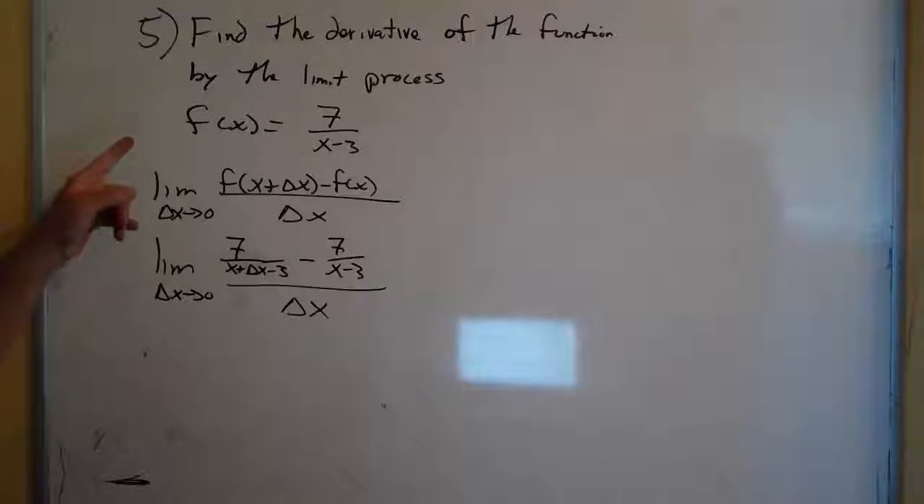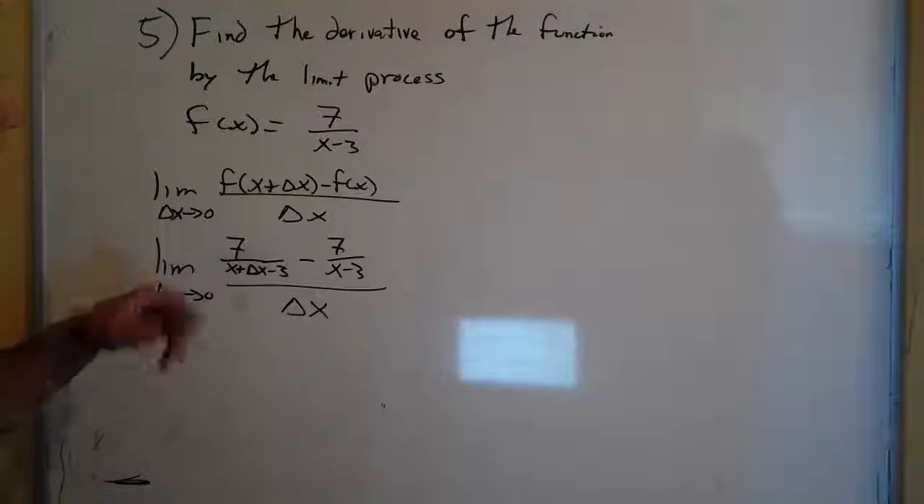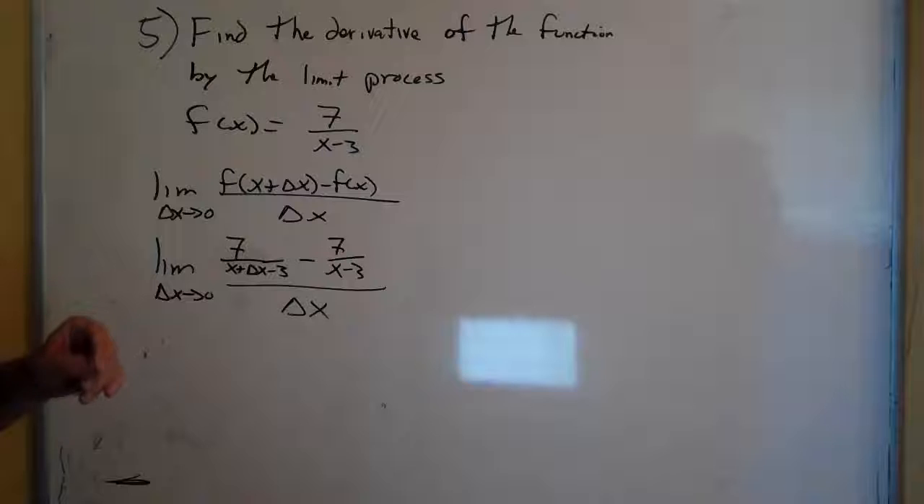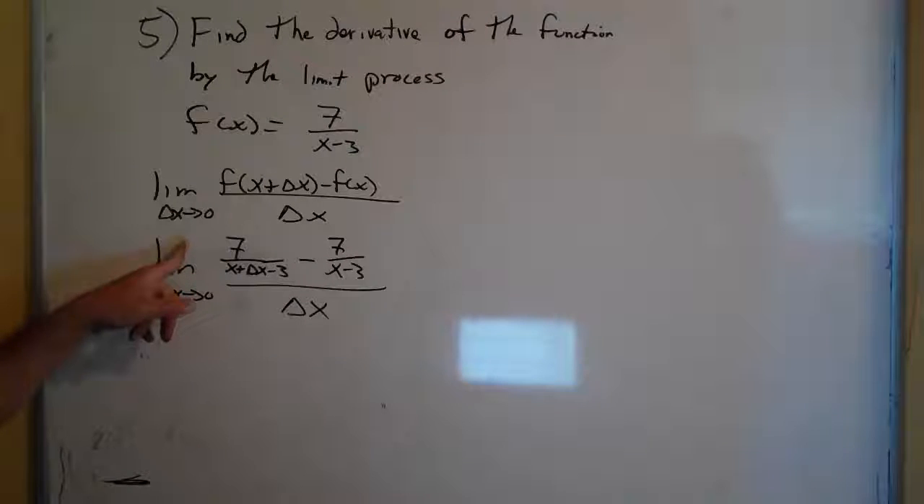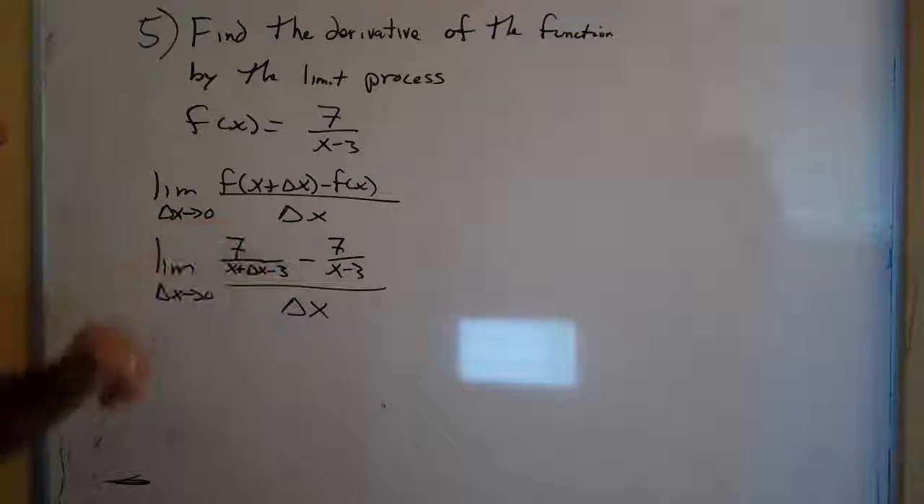What we have here is f of x equals 7 over x minus 3. We're going to find the derivative of the function by the limit process. So the limit process, if you remember, is the limit as delta x goes to 0 of f of x plus delta x minus f of x all over delta x.